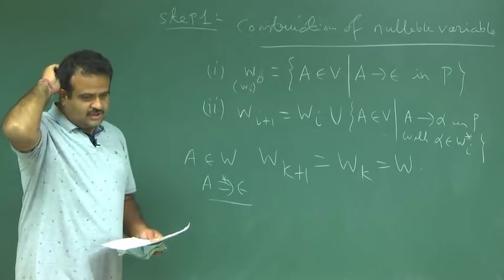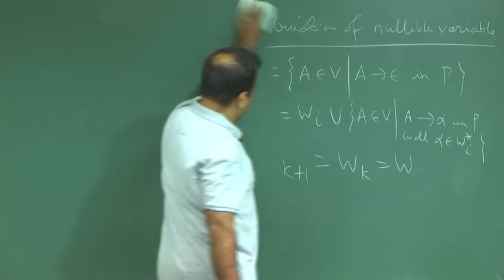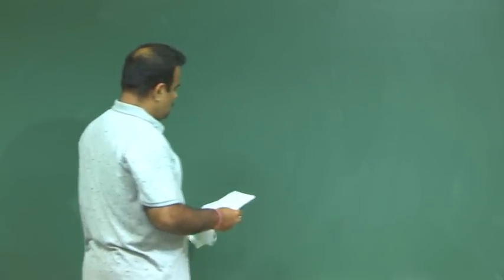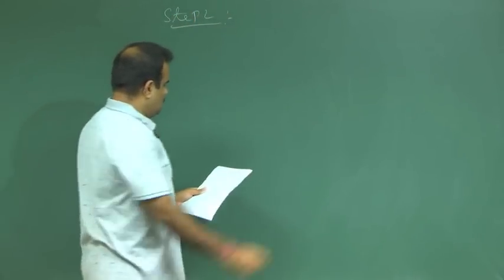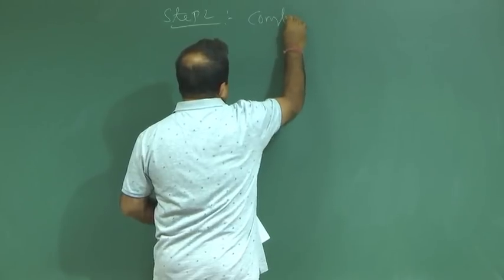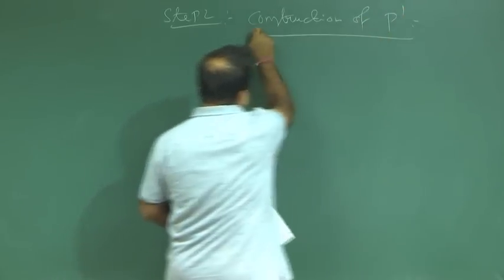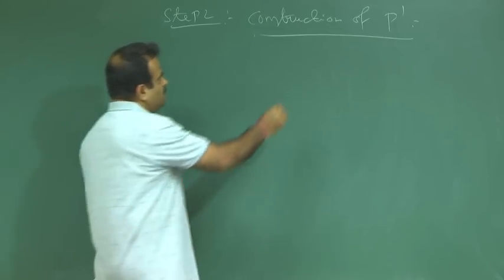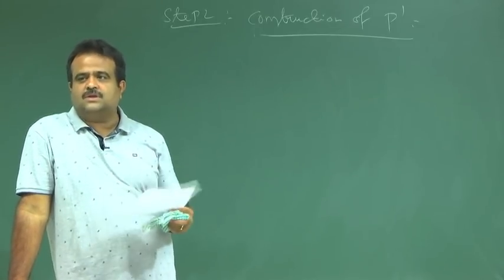So, now once we construct the nullable variables, how do we construct P prime, the new productions? That is step 2: construction of P prime. First of all, this is not a subset of P as such; it is coming from the productions of P.